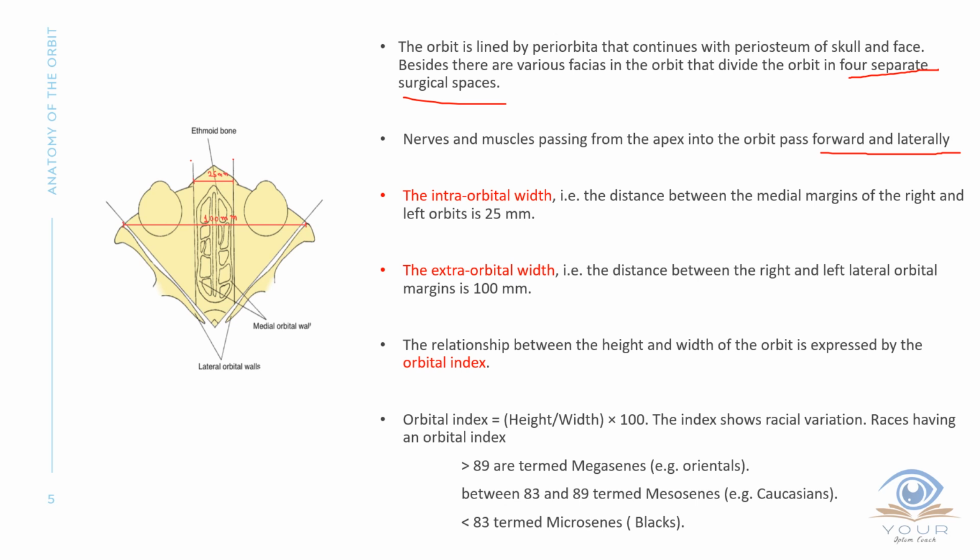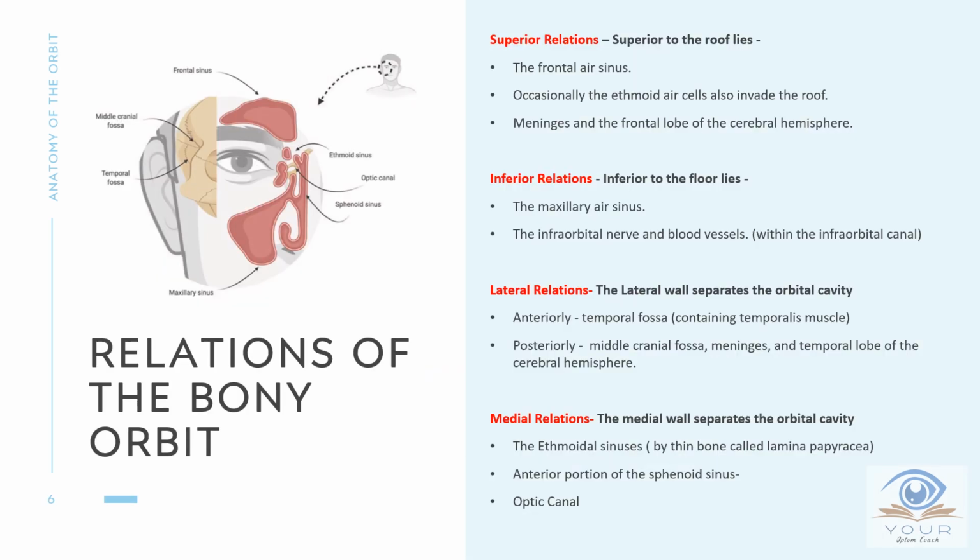The relationship between the height and width of the orbit is expressed by the orbital index, which is height divided by width into 100. The index shows racial variation. Races having an orbital index of more than 89 are termed megaseme, between 83 and 89 are termed mesoseme, and less than 83 are termed microseme.